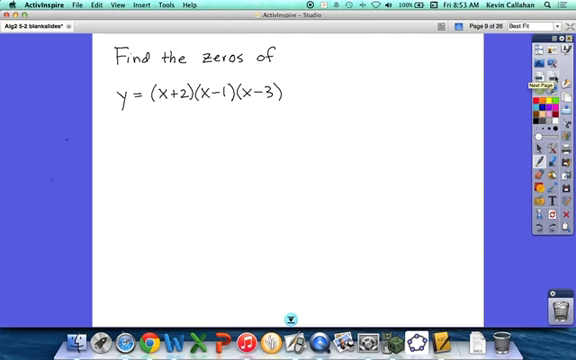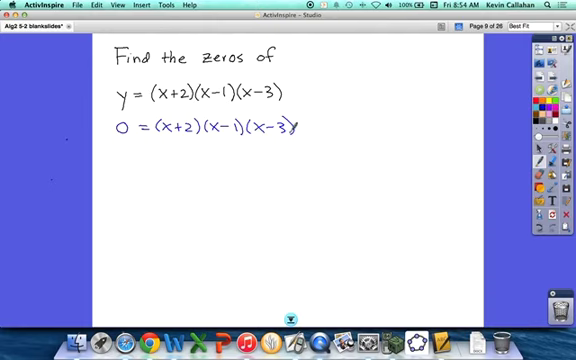So find the zeros of a function. Okay, so again, by zeros we mean the values of x when y equals 0. So if I substitute y equals 0 here, that changes what was a function into an equation.